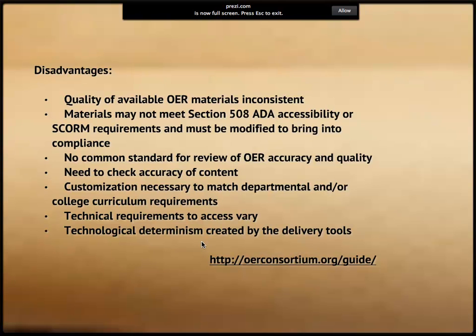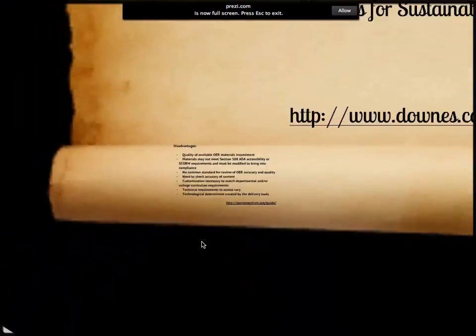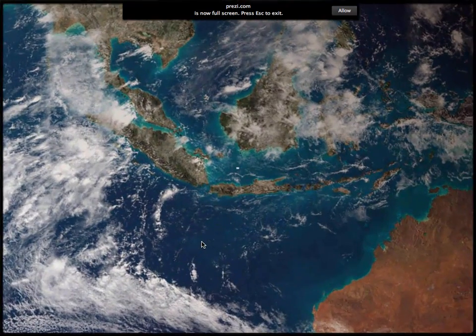And then the last one, technological determinism created by the delivery tools. The reason why this is a negative is because once we start using OER, we tie ourselves to technology, and technology suddenly determines the course of the work and what the students must do. So we went over some benefits, some disadvantages. Let's look at more detail on how this actually would work for us.